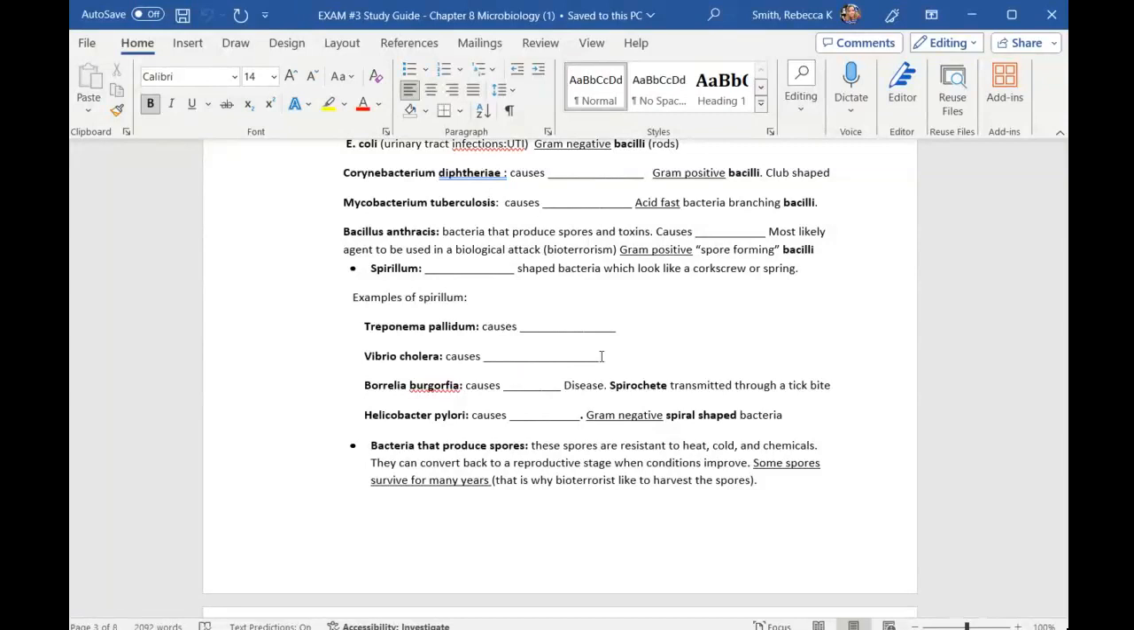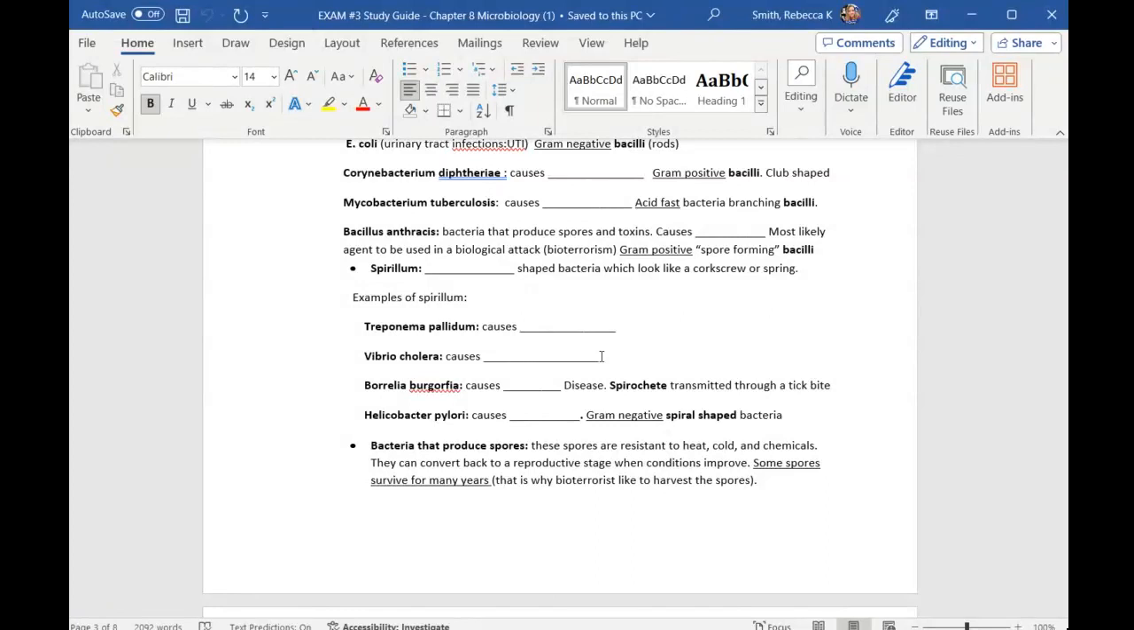Borrelia burgdorferi causes Lyme disease, and that one's transmitted through tick bites. Very, very common in Wisconsin. And H. pylori, what does that cause? Ulcers. That is right.